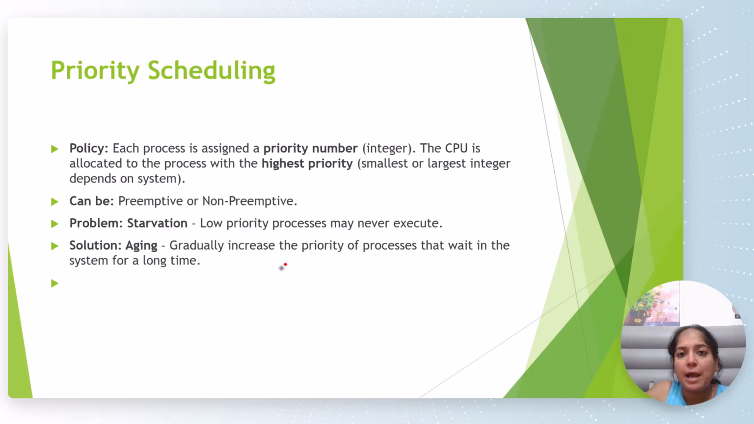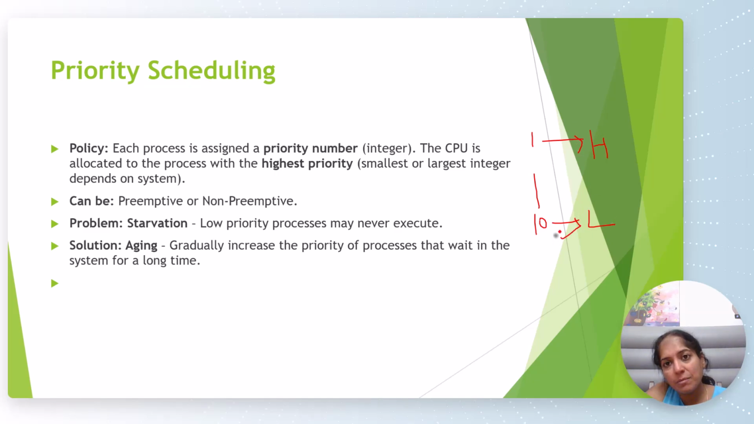The next one is priority scheduling. In priority scheduling, with each process we assign a priority number. Generally, the lower the number, the higher the priority. Like if the number is 1, that means the highest priority, and number 10 means the lowest priority. Sometimes the higher the number, the higher the priority, but most of the time the lower the number, the higher the priority.